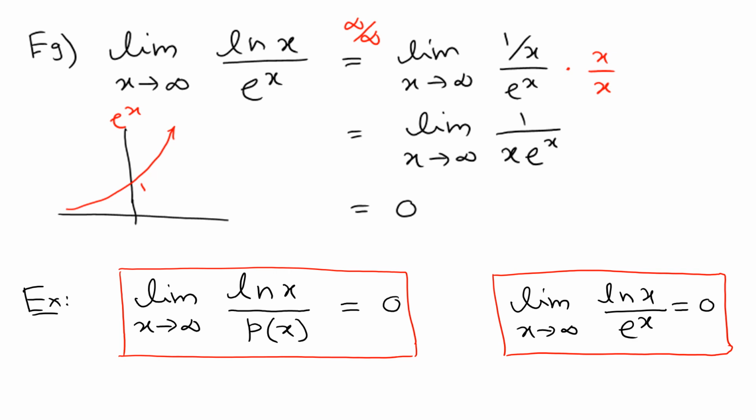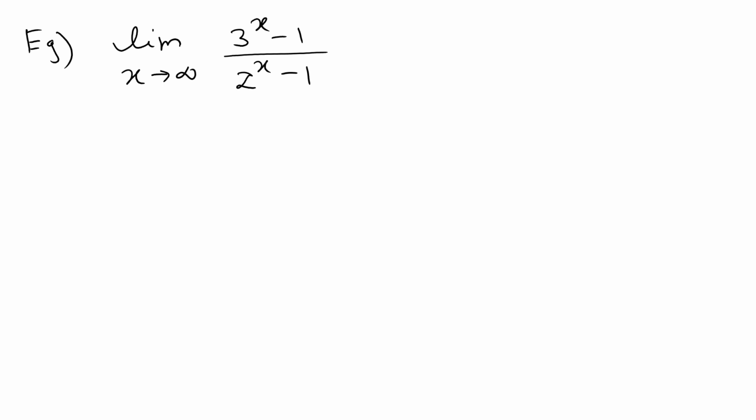So how about this one? We have the limit as x goes to infinity of 3^x minus 1 divided by 2^x minus 1. And then you can clearly see that when x goes to infinity, the 3^x and 2^x power functions behave like exponentials. They are exponential functions, so they behave like e^x. That means they pass through 1. Both of the functions, 3^x and 2^x, have the same form. Because of that, you can see that this is an infinity over infinity situation. So we're going to look at the derivatives.